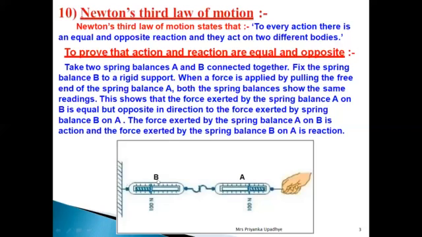When force is applied by pulling the free end of spring balance A, both the spring balances show the same readings. When you pull the spring balance A, what happens? Both the spring balances show the same readings, and this shows that the force exerted by the spring balance A on B is equal but opposite in direction to the force exerted by the spring balance B on A.